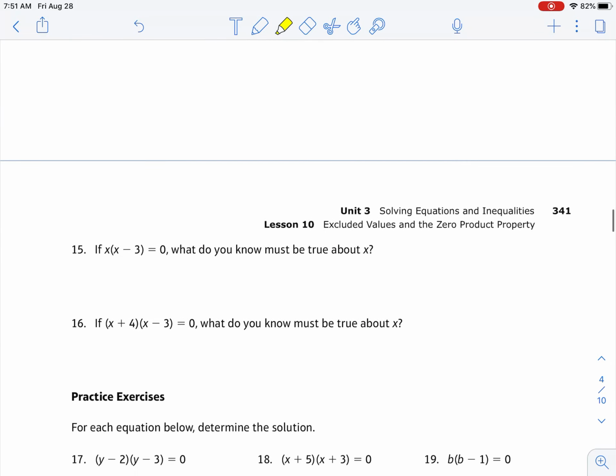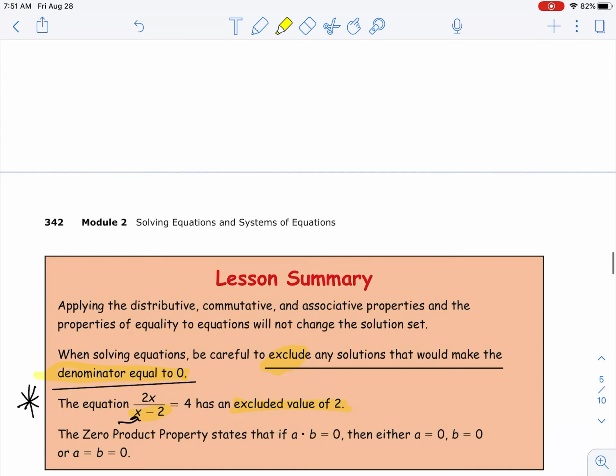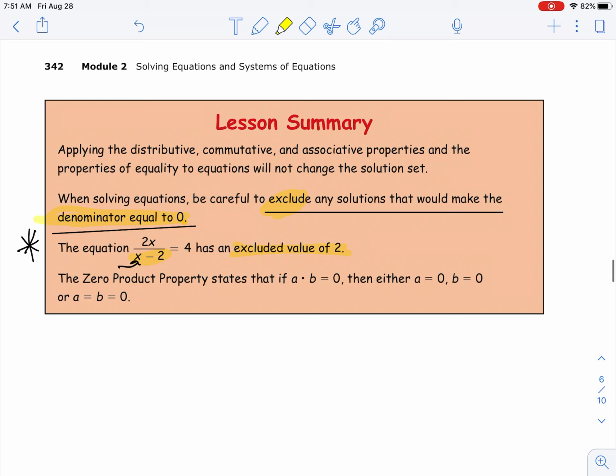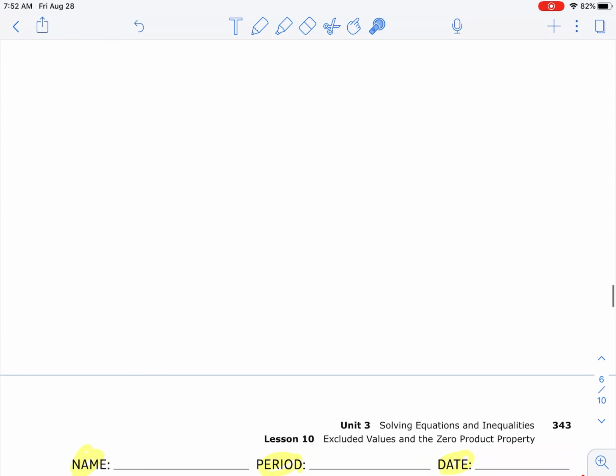All right, guys. Today you're going to go ahead and read through the lesson summary, please. Exclude any solutions that would make the denominator equal to 0. So for example, in this one we only have one variable in the denominator, so x cannot equal 2. 2 minus 2 would lead to a 0. So the excluded value is 2.